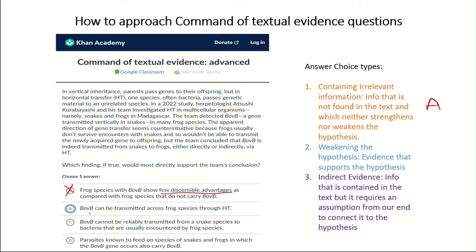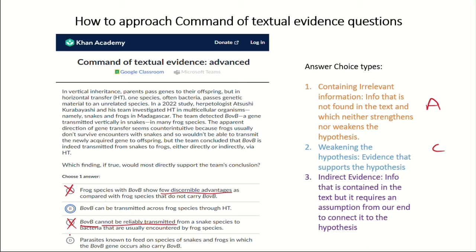Now option B says BOVB can be transmitted across the frog species through HT. Now let's compare between B and C. What does C say? So BOVB cannot be reliably transmitted from a snake species to bacteria that are usually encountered by frog species. Now option C is clearly weakening the claim, right? It says this cannot be reliably transmitted from a snake species to bacteria. So this is not strengthening, it's weakening. So we eliminate this answer choice for sure. So answer choice C falls under this category.